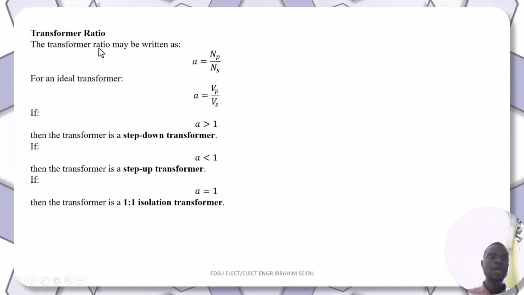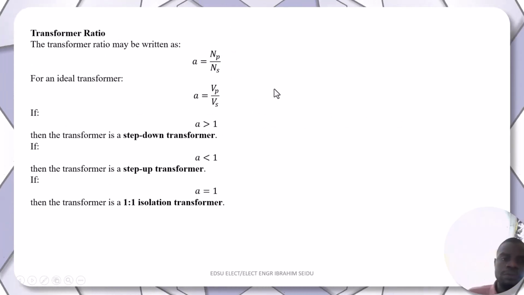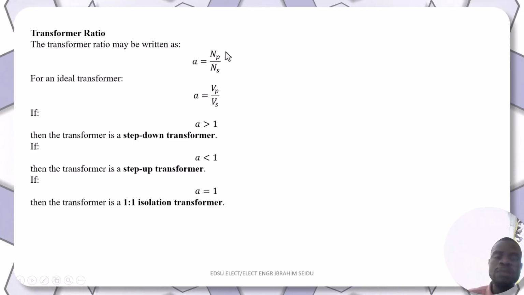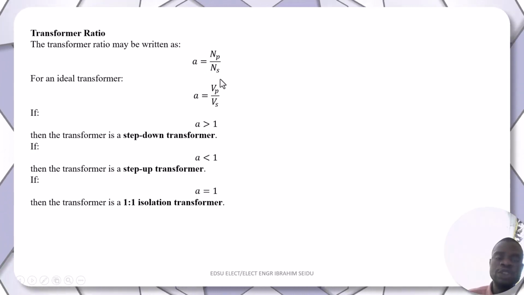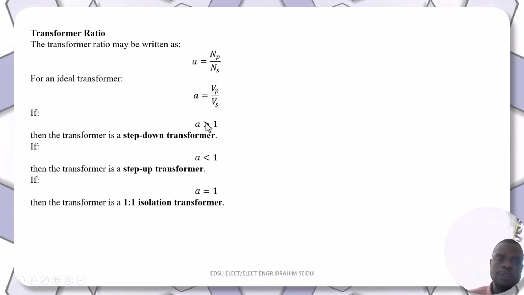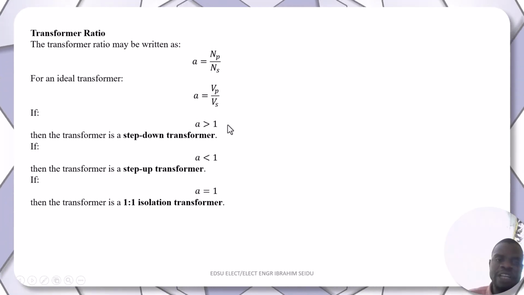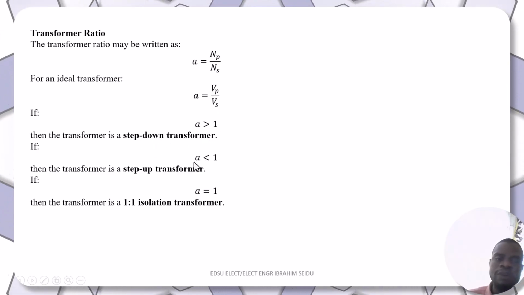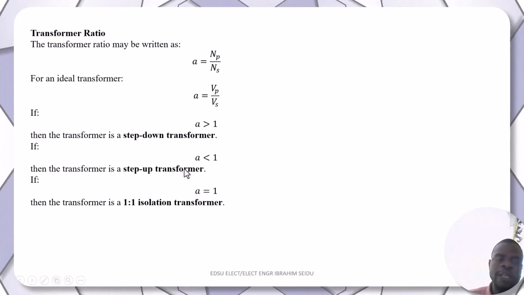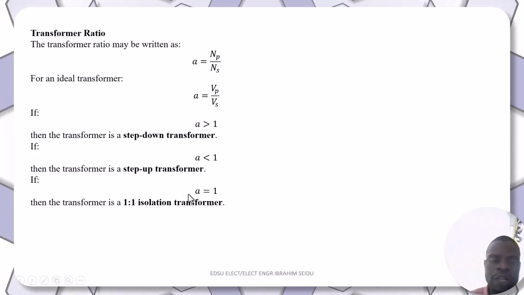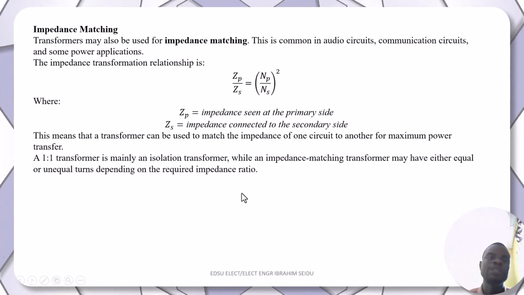Now, transformer ratio. Just like we said before, the transformer ratio, or turns ratio, is the primary winding divided by the secondary winding, or the primary voltage divided by the secondary voltage. If my alpha is greater than 1, it's a step down transformer. If my turns ratio is less than 1, it's a step up transformer. However, if my turns ratio is 1, it's called an isolation transformer.